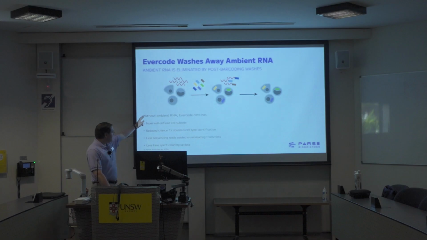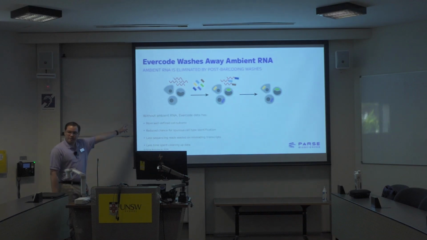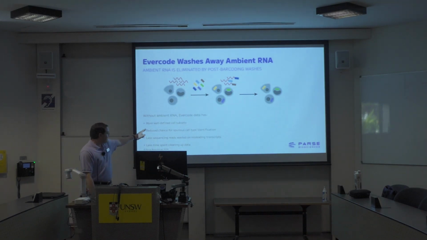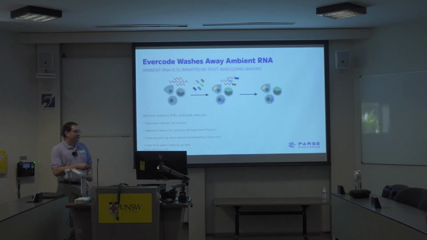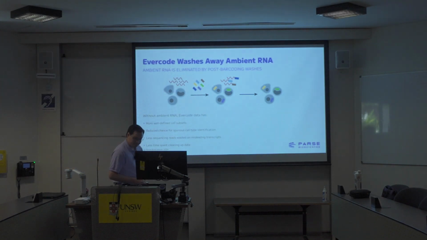So without ambient RNA, we have more well-defined cell subsets, reduced chance for spurious cell type identification, less sequencing wasted on misleading transcripts, and ultimately, and most importantly, less time spent cleaning up your data.